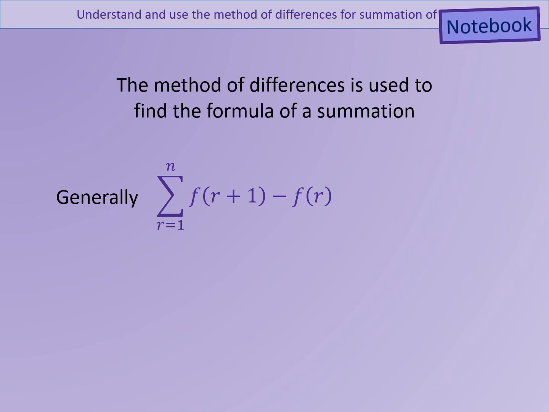It doesn't need to be exactly of this form, so you could have something like f of r plus 2 take away f of r. If that was the case, it would just take an extra line before the terms cancelled out. So if we had something in this form, then the only terms that wouldn't cancel out would be a minus f of 1 on the first line and an f of n plus 1 on the last line. So it would look something like this.